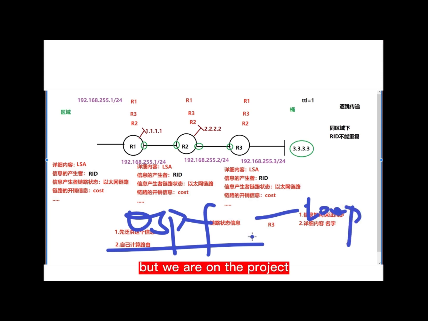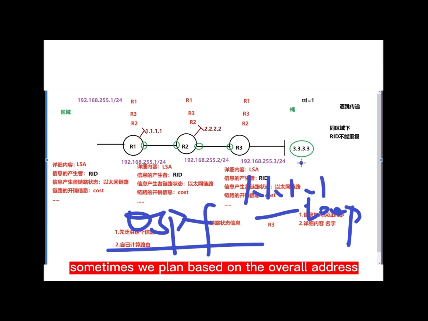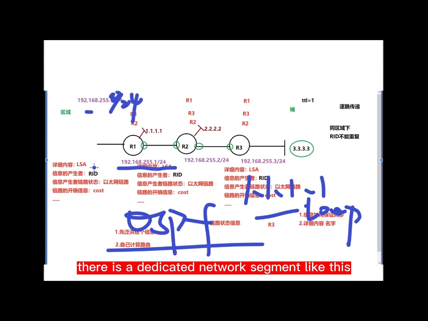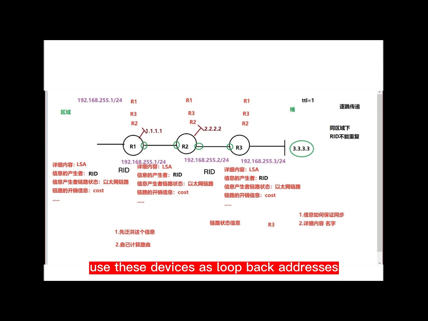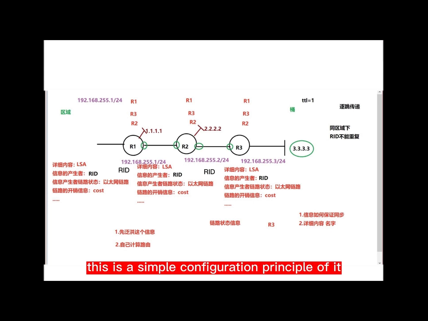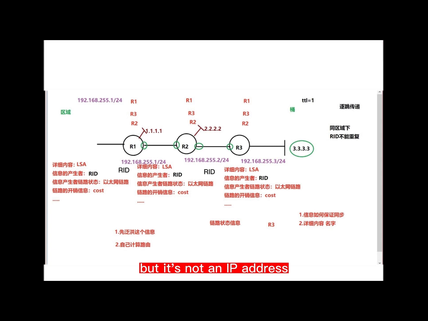But in a project, it is usually not written as 1.1.1.1. Sometimes we plan based on the overall address, and still tend to write like this. That is, there is a dedicated network segment, and we use these addresses for the devices as loopback addresses and router IDs. This is a simple configuration principle of it. Now its configuration format is dotted decimal, but it's not an IP address.